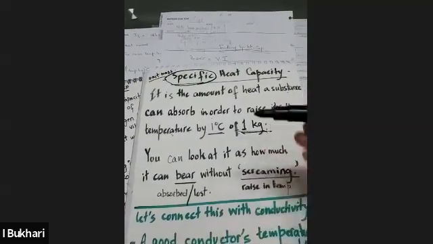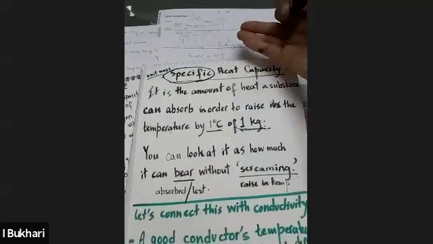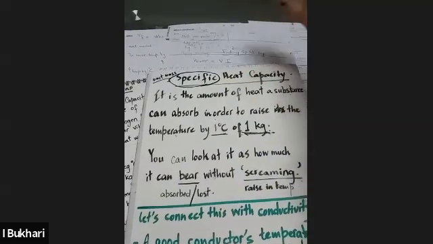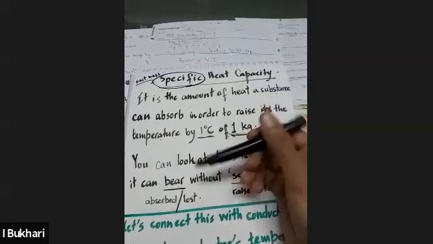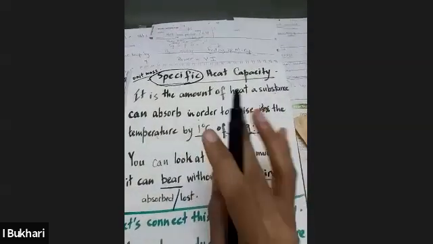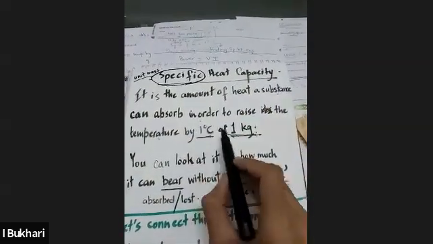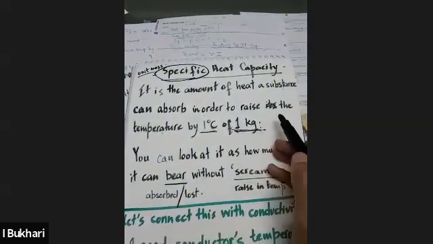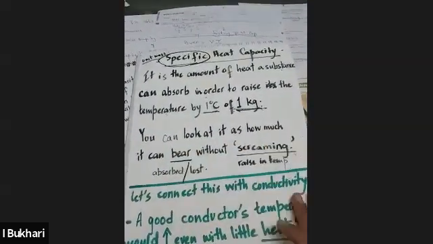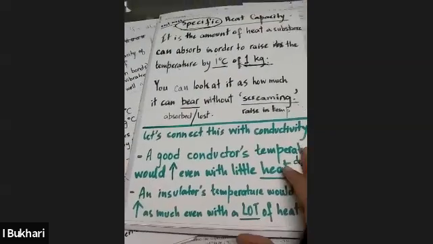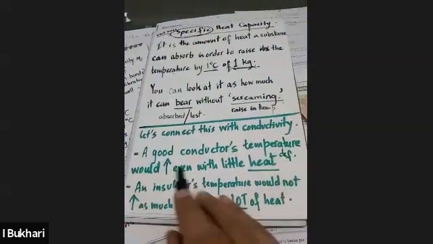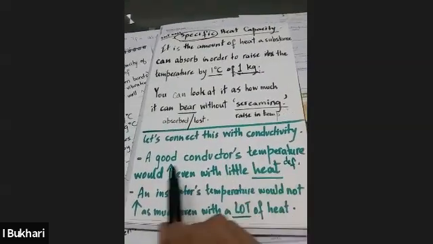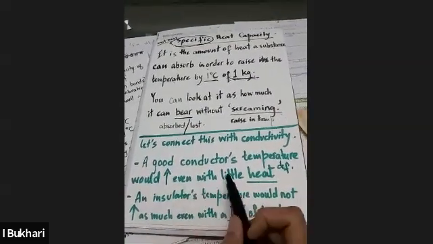So when we say something has a high specific heat capacity, it means that it requires humongous amounts of heat to raise its temperature by only 1 degree Celsius of 1 kilogram, right? We connected this with conductivity already. A good conductor's temperature would rise even with little heat.